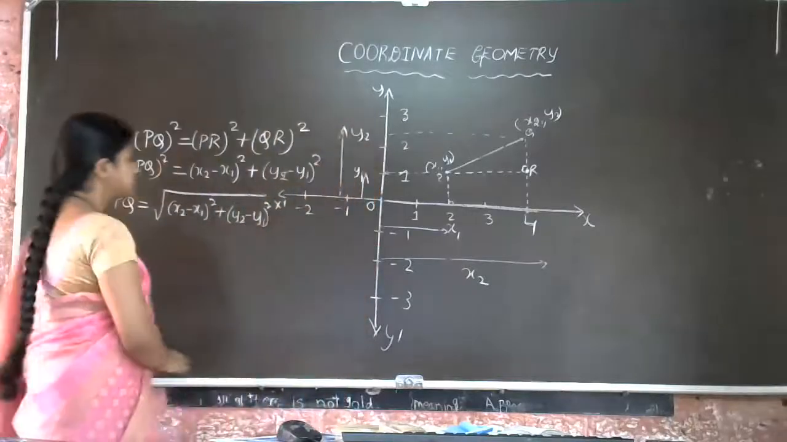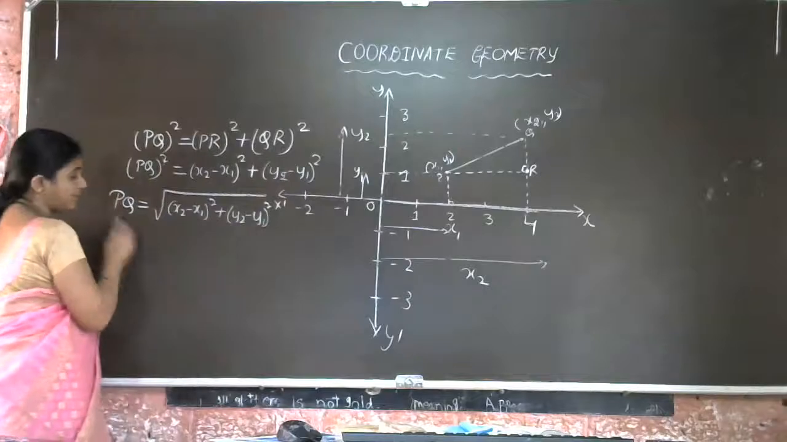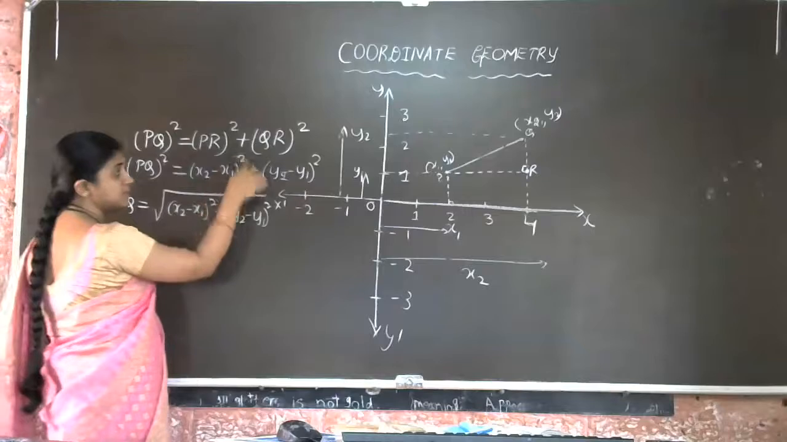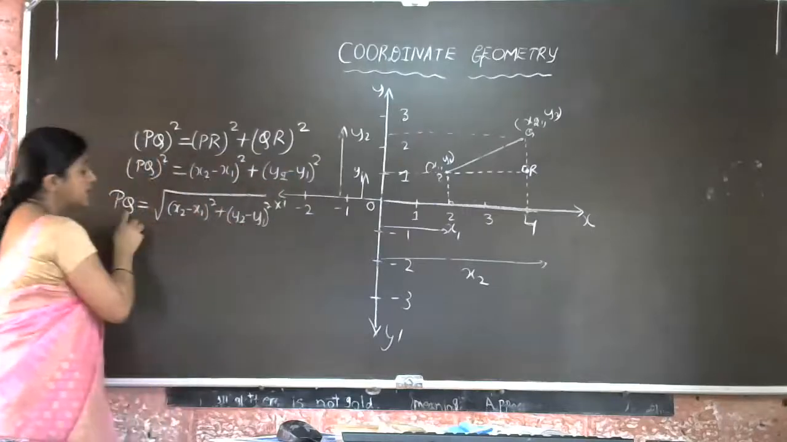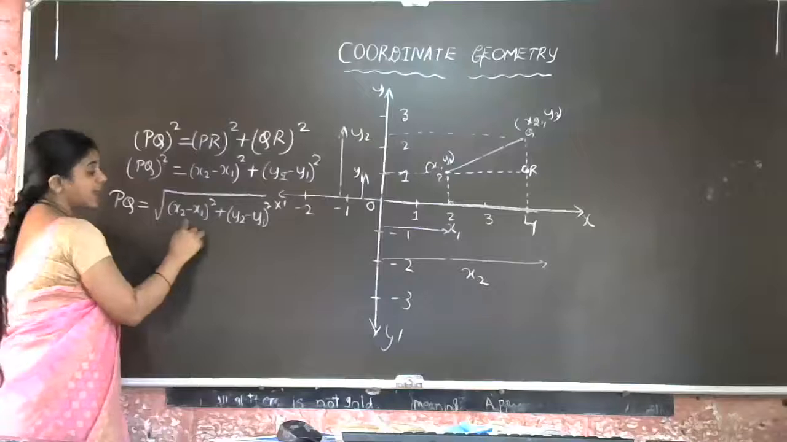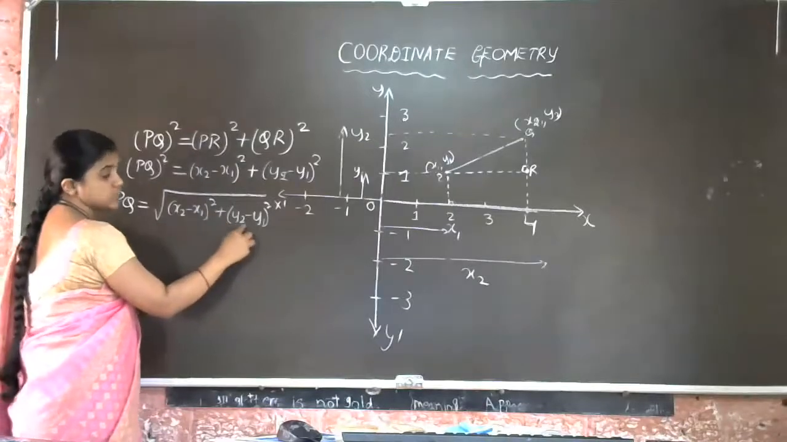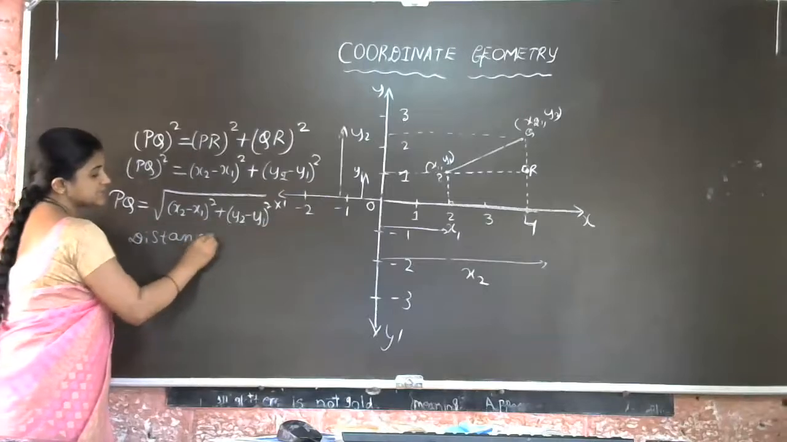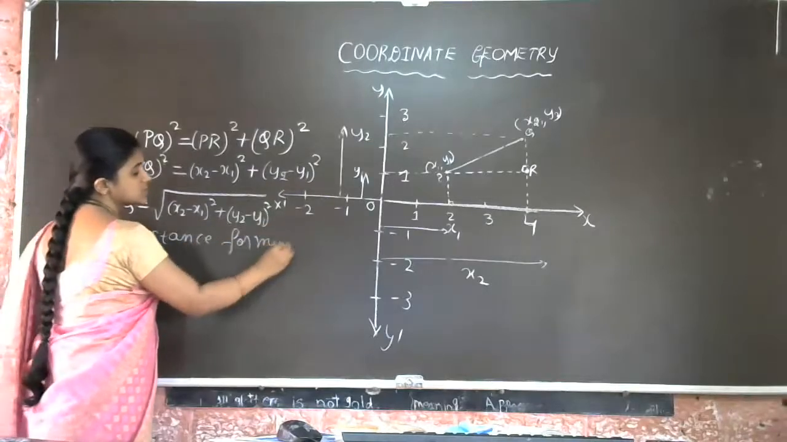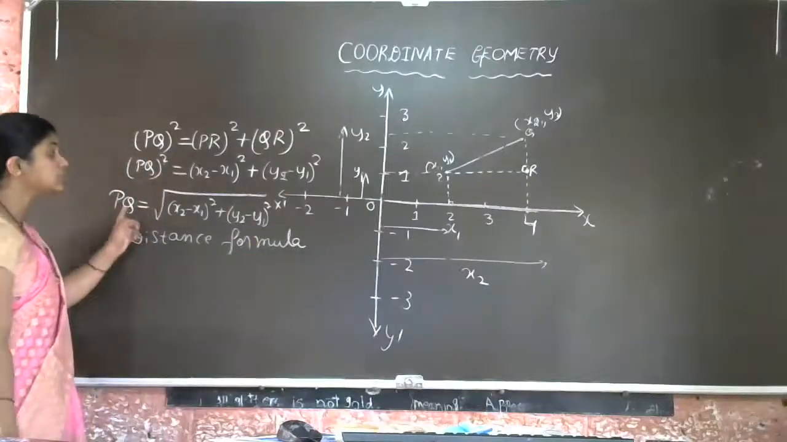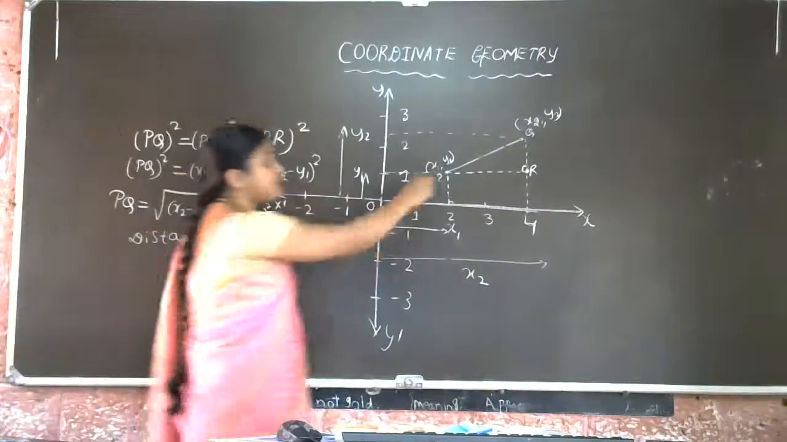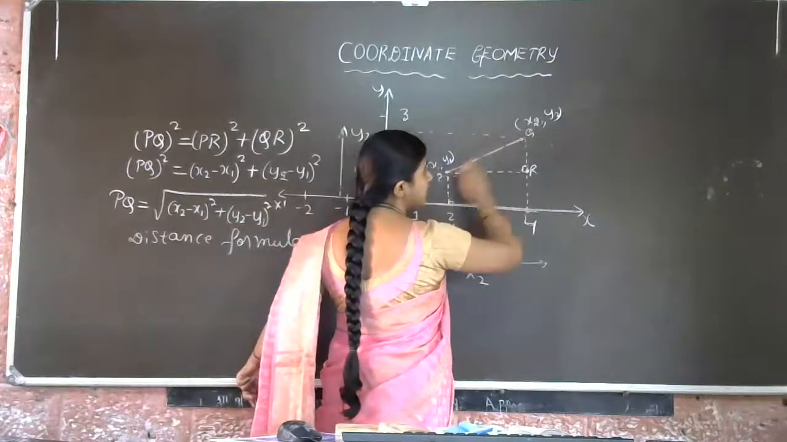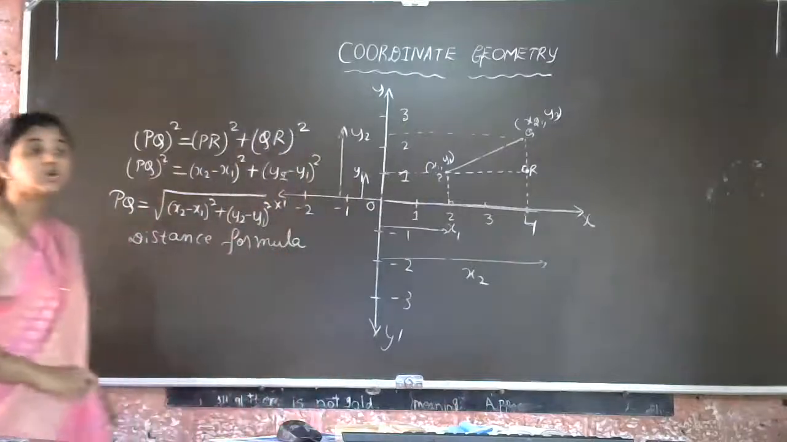Yes, students, you just observe this one formula. We got the distance formula: PQ square is equal to x2 minus x1 whole square plus y2 minus y1 whole square. So PQ length is square root of x2 minus x1 whole square plus y2 minus y1 whole square. So this is called the distance formula. Using this distance formula, we can easily find the length of PQ.